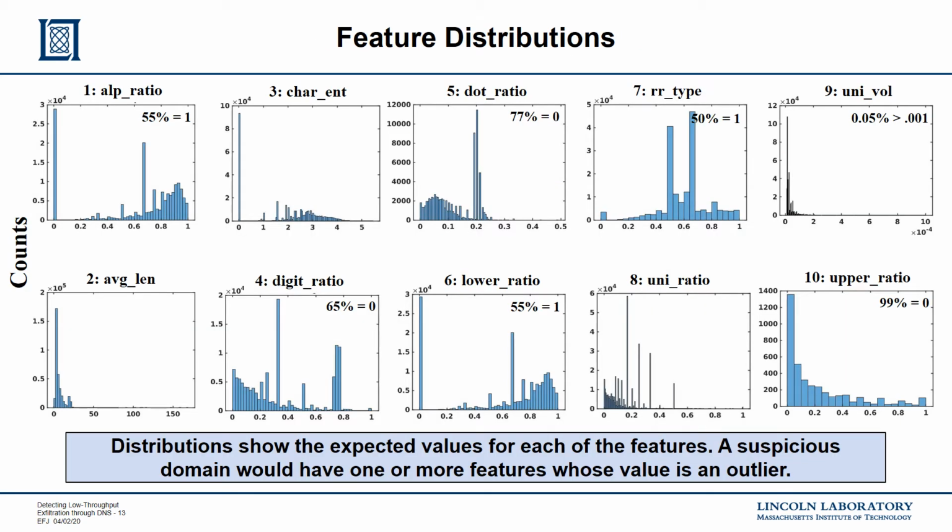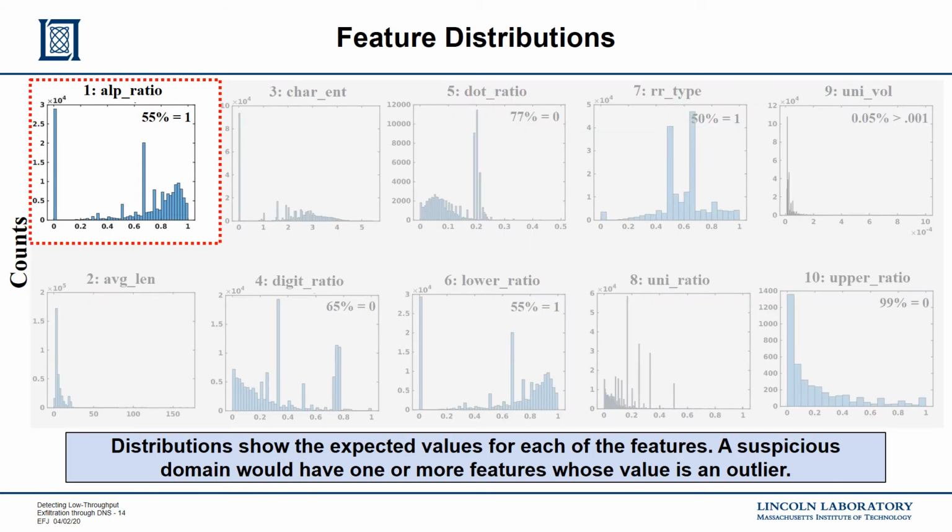So in this slide here, I'm now showing the distributions over the 2-week period for each of these 10 features that I described in that table. I won't get into each individual distribution, but the purpose of this is to show the expected values for each of these features. And the point of that is that we would expect a suspicious domain to have one or more features whose value is an outlier compared to the majority of the data set.